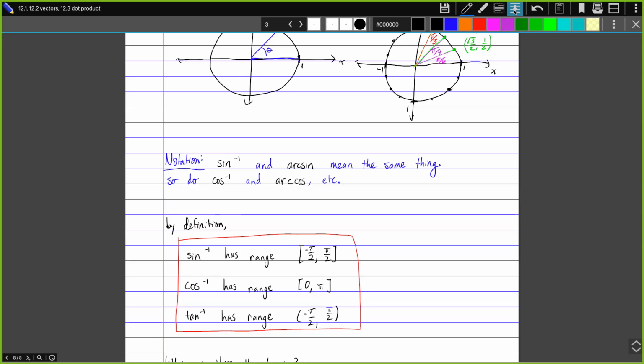So maybe I should put a semicolon there. Tan inverse and arctan, etc.